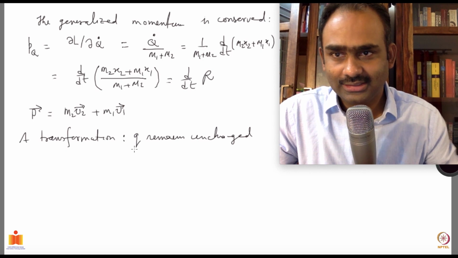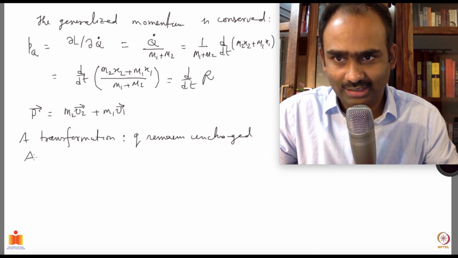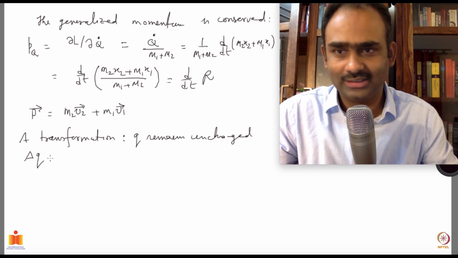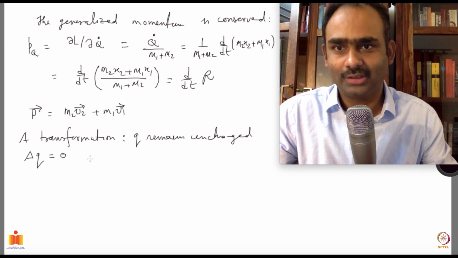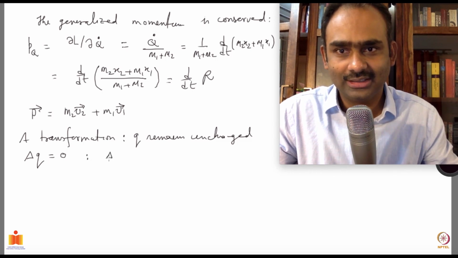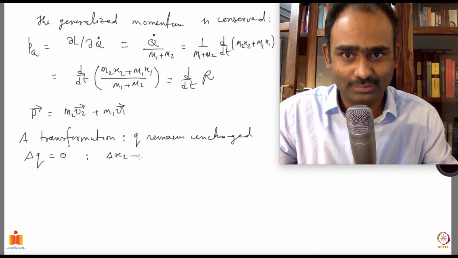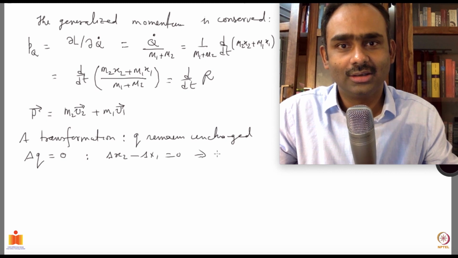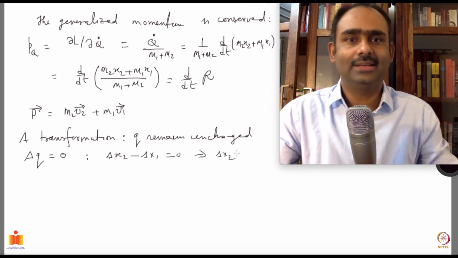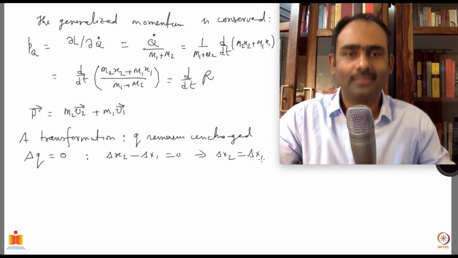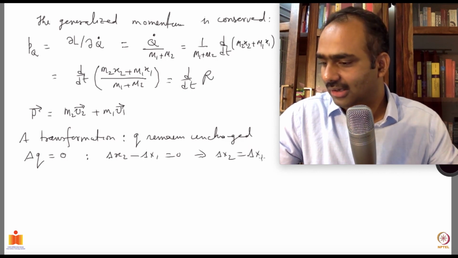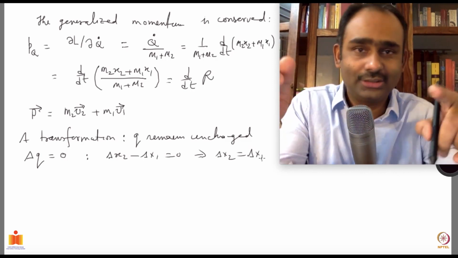Okay, so let's see. What I'm saying is I move the two particles to different locations such that the change in small q is 0, which means x2 minus x1 does not change, which means delta x2 minus delta x1 is 0, or delta x2 is the same as delta x1. And your capital Q has changed.